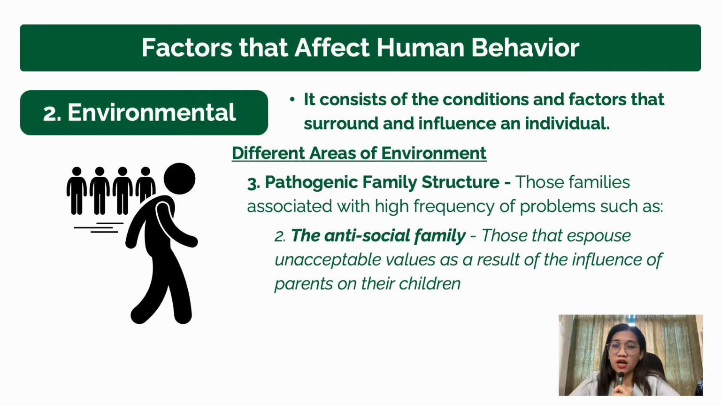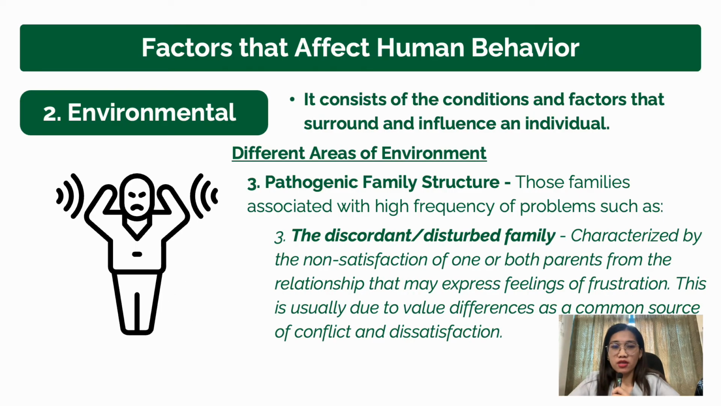So dahil nga ang mga magulang is antisocial or ayaw makipagmingle sa ibang tao, napapasa or naa-adapt ito ng mga bata. So the influence of the parents to their child. So the third is, under pa rin ang pathogenic family structure, is the discordant or the disturbed family.